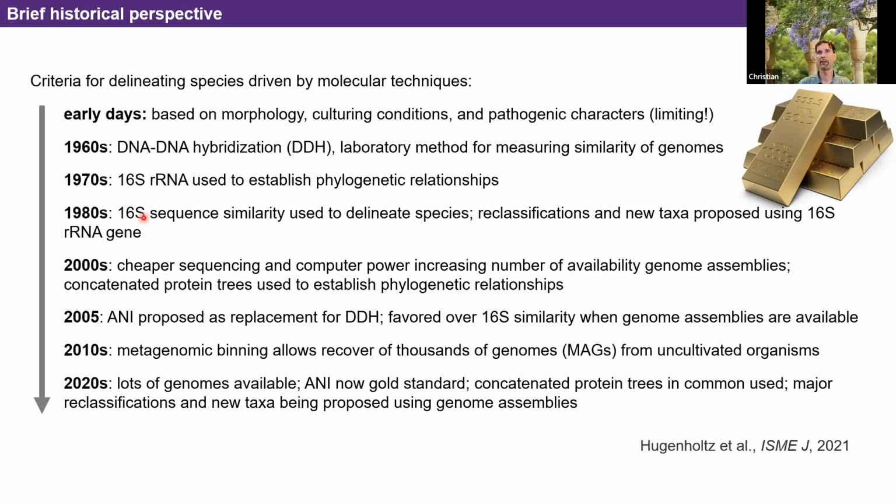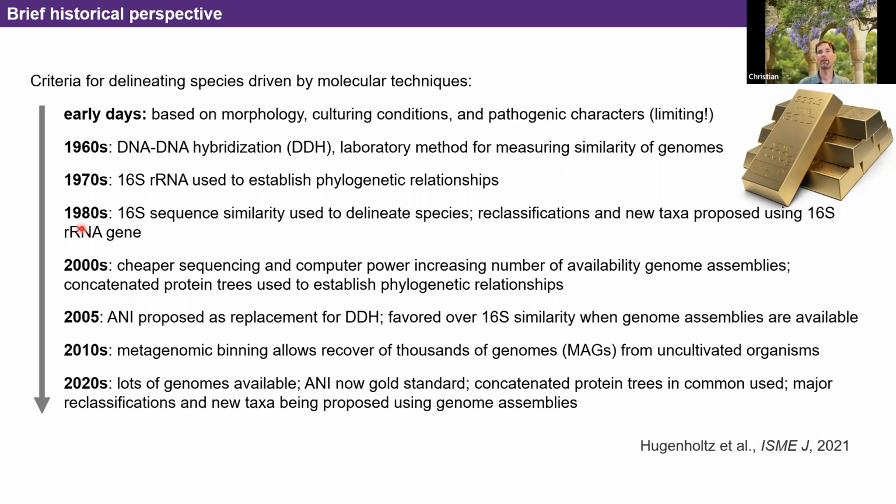Then in the 70s, it all shifted. The 16S became popular originally with Carl Woese, and it was then used widely in the field. And after a few years, the 16S was the main workhorse, I would say, became like the gold standard, right? To delineate species and also to reclassify higher taxa.